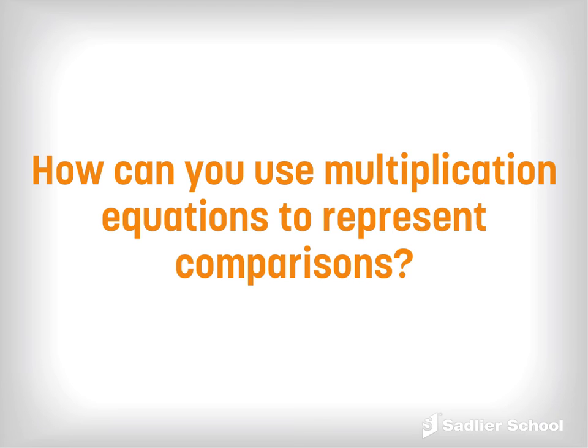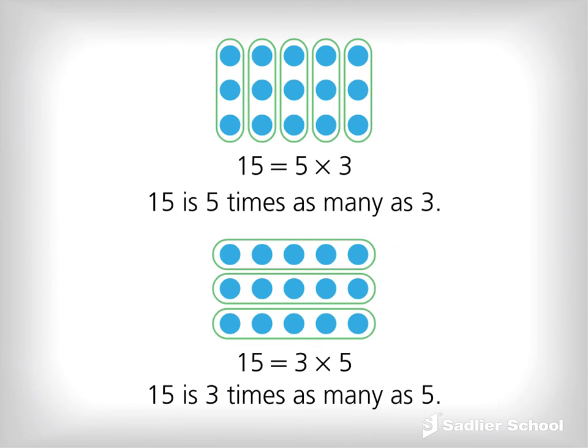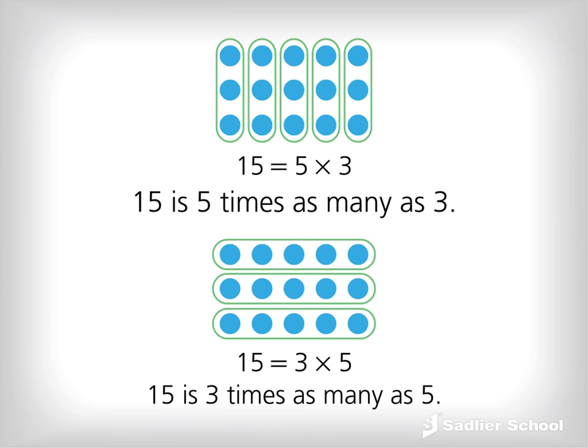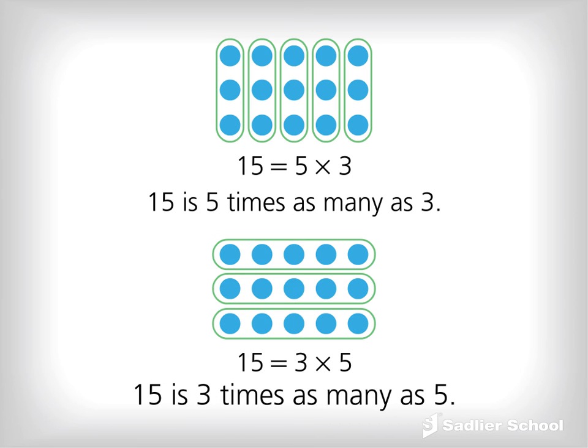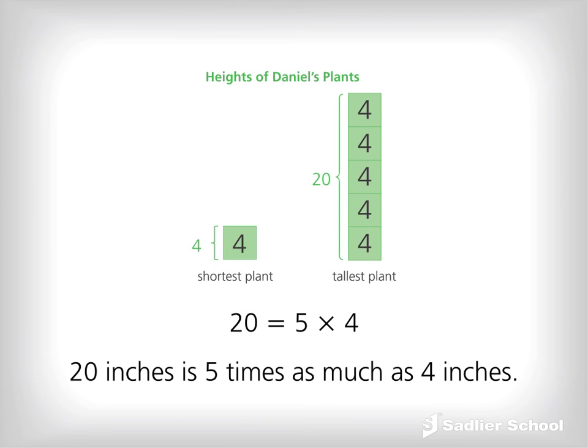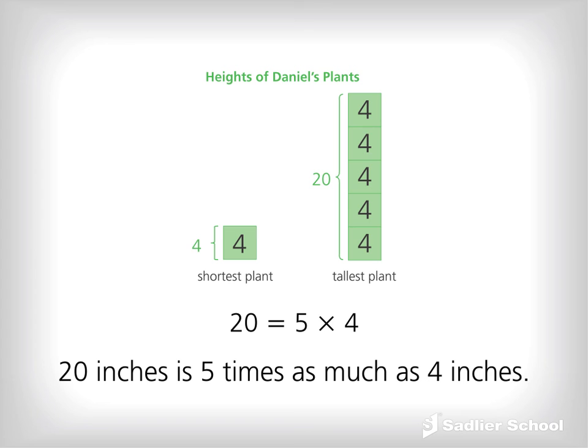Now you know how to use multiplication equations to represent comparisons. The arrays show that the equation 15 is equal to 5 times 3 represents the comparison that 15 is 5 times as many as 3. And the equation 15 is equal to 3 times 5 represents the comparison that 15 is 3 times as many as 5. The model shows that the equation 20 is equal to 5 times 4 represents the comparison that 20 inches is 5 times as much as 4 inches.